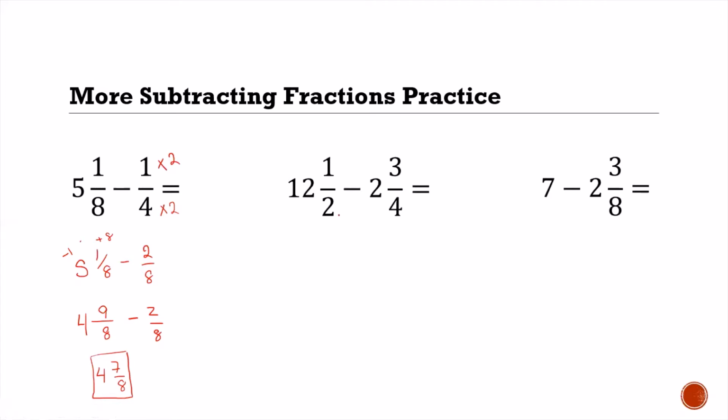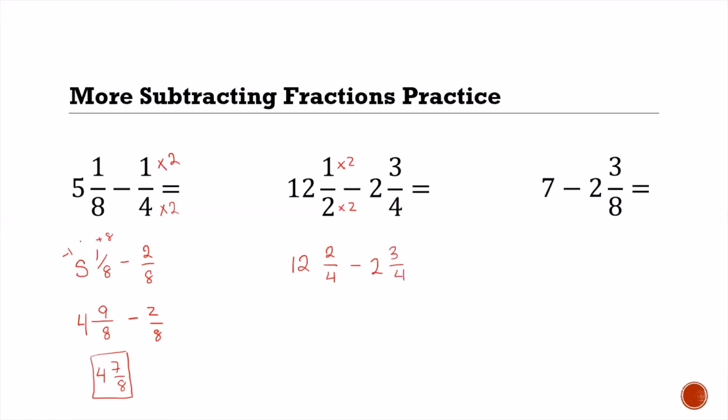All right, next one. 2 1/2 minus 3/4. Common denominator first. Multiply the numerator and denominator by 2. Notice we're not multiplying the whole number, just the fraction portion. So 12 and 2/4 minus 2 3/4.